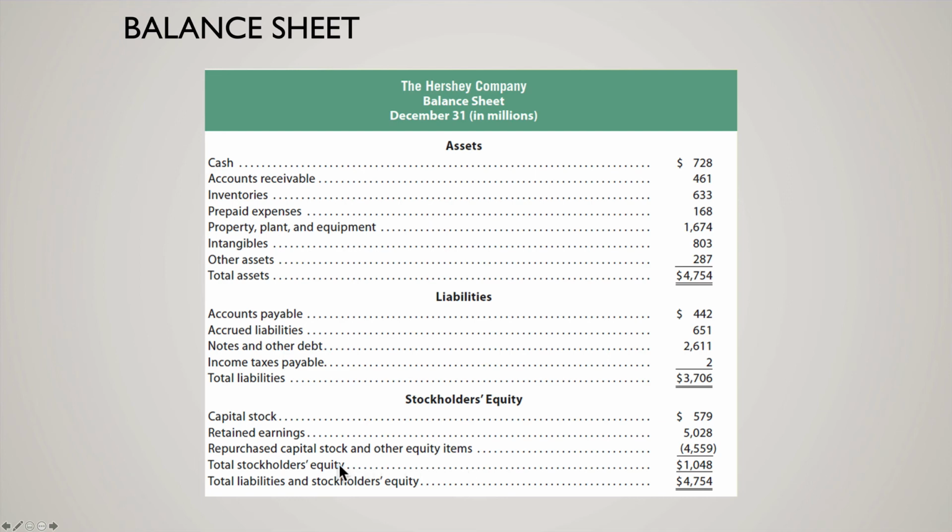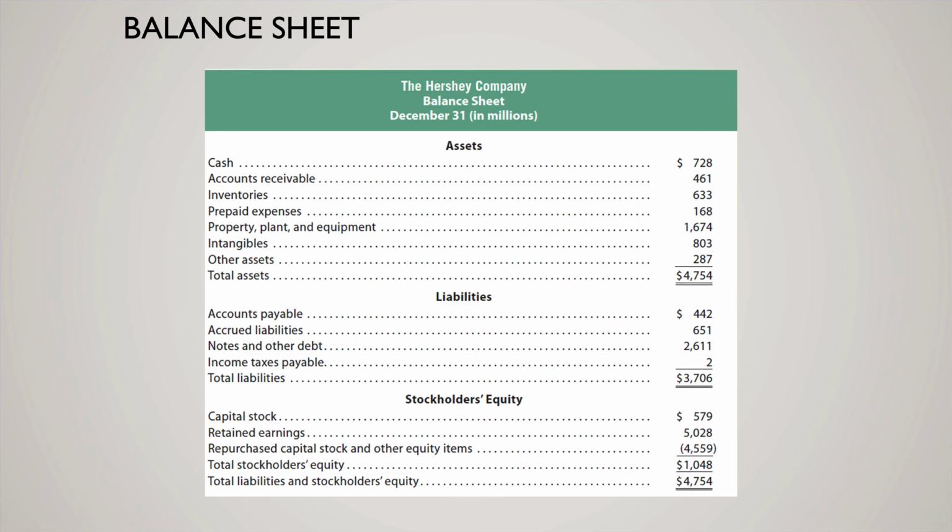And then if we look here, right, stockholders' equity is all the money that the owners of the company or that the stockholders have invested in the company. So $579 million exists in capital stock, and then $5 billion exists in retained earnings, which are the profits that have been left in the company. Okay, now they did some stock repurchases, etc., so that reduced their owner's equity by $4.5 billion, and at the end of the day, right here, they have got $1.048 billion in stockholders' equity.